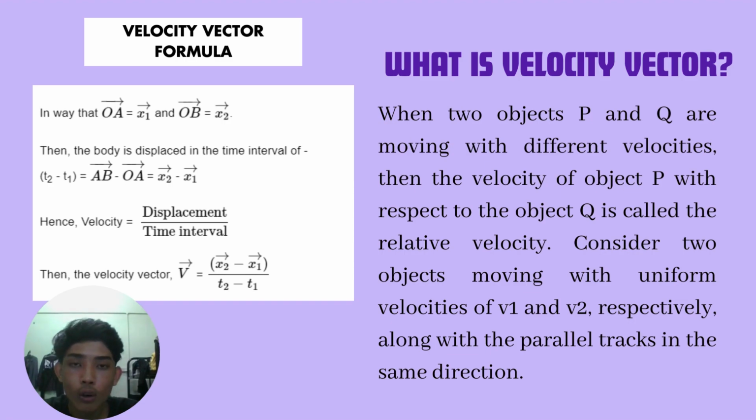Relative velocity: when two objects P and Q are moving with different velocities, the velocity of object P with respect to object Q is called the relative velocity. Now we consider two objects moving with uniform velocities v1 and v2 respectively along parallel tracks in the same direction. The formula we use to find the relative velocity is to subtract the velocity of the two objects, for example, velocity of object A minus velocity of object B.